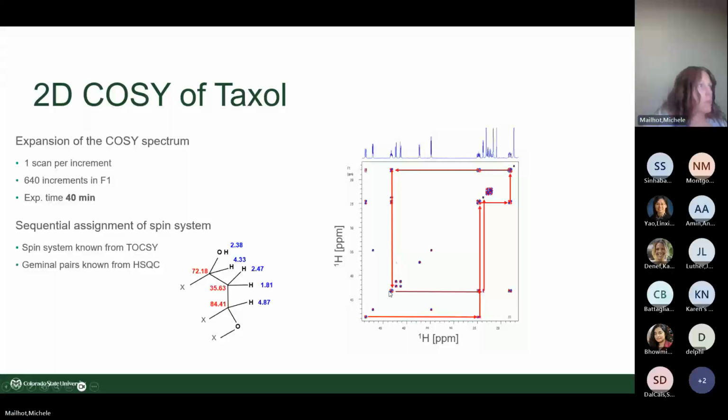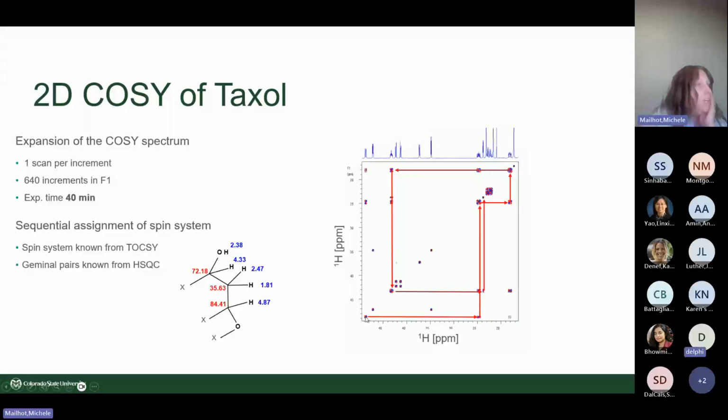It's not there. What's this? Oh, that's the same. Oh, I got it backwards. Okay, so this is the COSY. So this is proton. So that's these protons. Sorry.